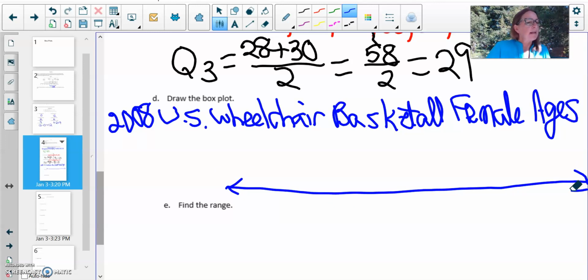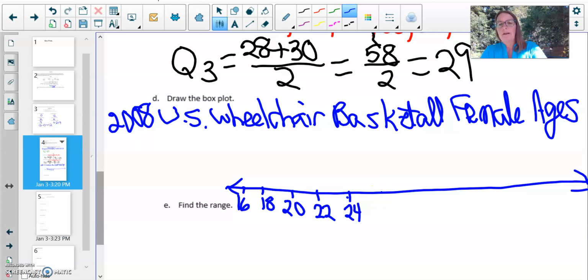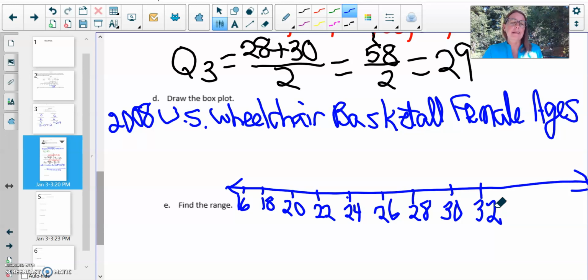Okay, so my lowest age was 18 and my highest was 30. So I'm going to go from 16 to 32 on my number line, counting by 2s. 16, 18, 20, 22, 24, 26, 28, 30, 32.